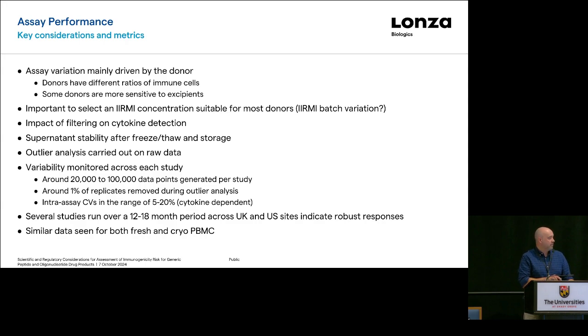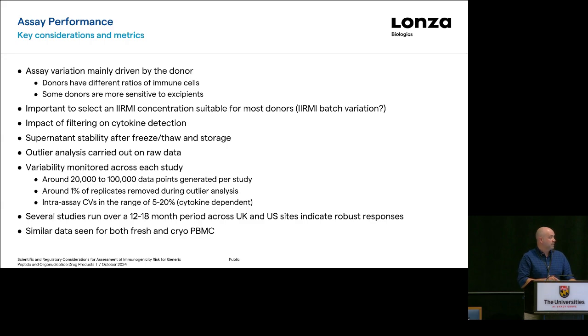And then also we looked at the intra-assay CVs for these sorts of assays, and we see about 5 to 20% depending on the cytokine. And obviously it's more challenging to look at the inter-assay CVs with fresh PBMCs. It's something we can do with the cryopreserved, but that's a bit more challenging with the fresh.